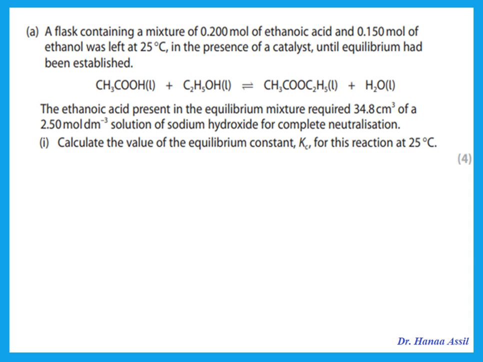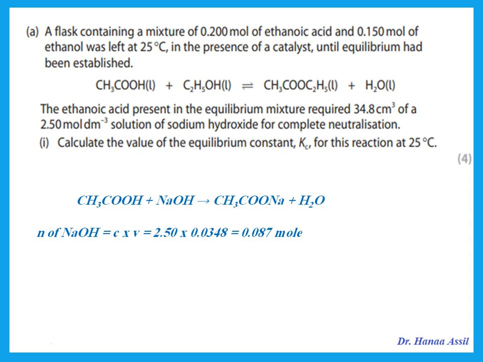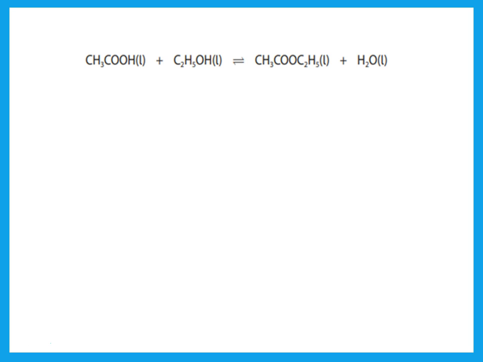So we have ethanoic acid plus ethanol to give ethyl ethanoate plus water. And I want to know how much ethanoic acid I'm left with at equilibrium. He said he took the ethanoic acid and titrated it with sodium hydroxide. So ethanoic acid with sodium hydroxide, I can get the number of moles of sodium hydroxide that he used, concentration times volume. And from the equation with sodium hydroxide, it's a 1-to-1 ratio. So the number of moles of ethanoic acid at the equilibrium point is 0.087.